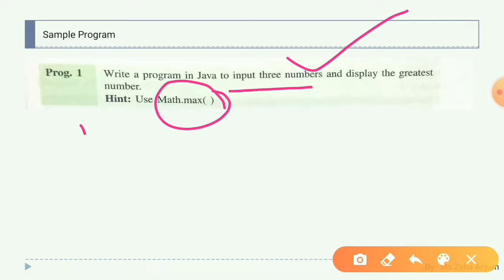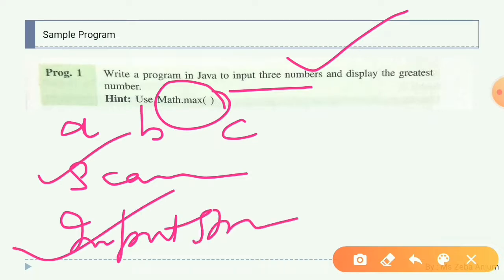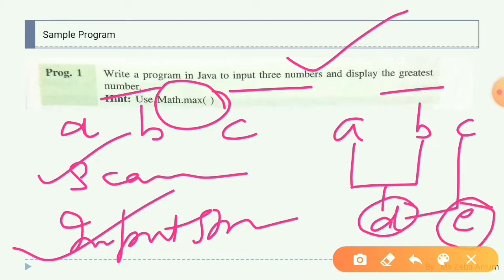Three numbers you have to input, either you take A, B, C or you take M and O, depends on you, and you have to use any of the input function. Either you use this scanner class or you use input stream reader, depends on you. You can use either of the one. Okay, so firstly you have to take three numbers as an input, then you have to find out this greatest number. See, A, B, C, three numbers we are having. Firstly find out the greatest number amongst two, so store the result in D, then afterwards amongst your C and D store the result in E. Now at the last your E will be holding the maximum value for the same.